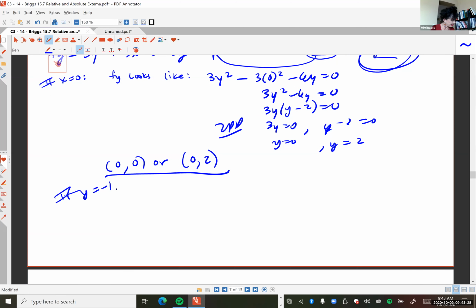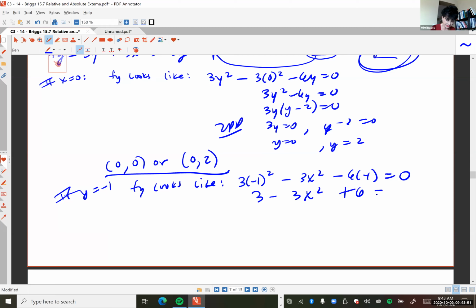If y is equal to -1, then fy looks like what? So when you substitute -1 for y into your fy, x just stays x, and you get 3 minus 3x squared plus 6 equals 0. And now I'm just solving for x, and so I get x squared is equal to 3. And when I square root both sides, please remember your plus or minus here, otherwise you're going to lose it. And I get x can be plus or minus the square root of 3.